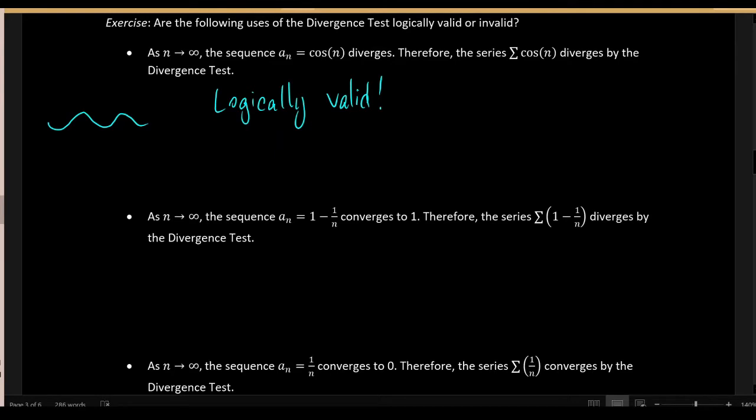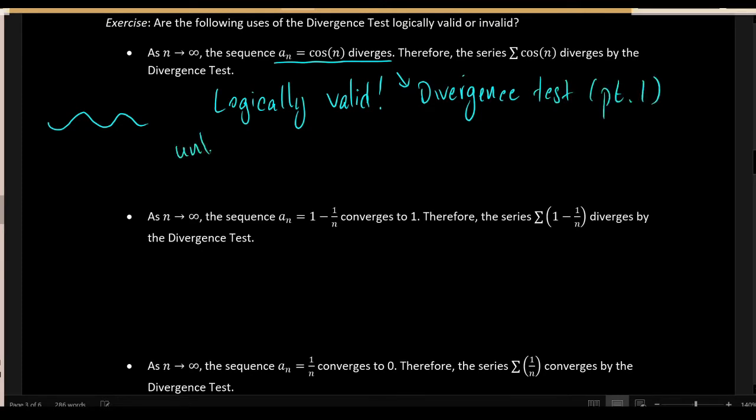As soon as they deduced that their sequence of terms did not have a limit, the first part of the divergence test unlocked. And once the divergence test unlocked, it was safe to apply that conclusion, which is that the associated series must also diverge. No problems here. Let's look at the second application.